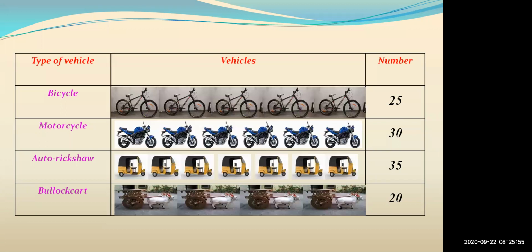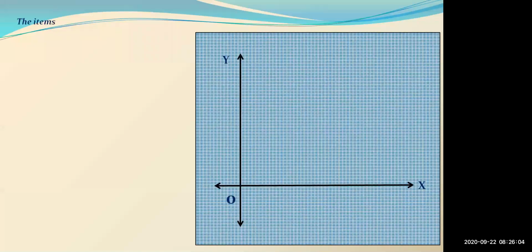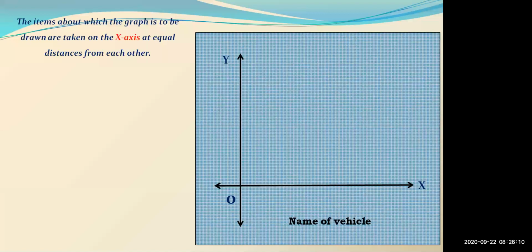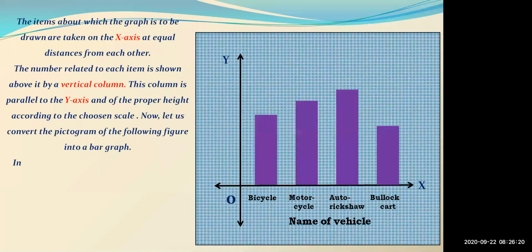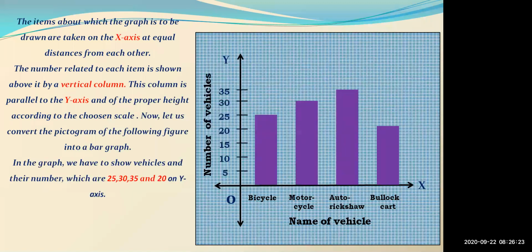So, you see now. This is your bar graph. What you are doing? First you will draw the x-axis, then you will draw the y-axis, then the point of origin. Then what you will write on the horizontal line? Name of the vehicles: bicycle, motorcycle, auto rickshaw, and what is next? Bullock cart. And on the y-axis, what you will do? First you will take the scale. Then after taking the scale, you will write the number of vehicles.